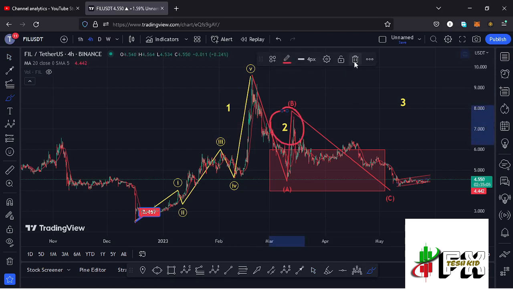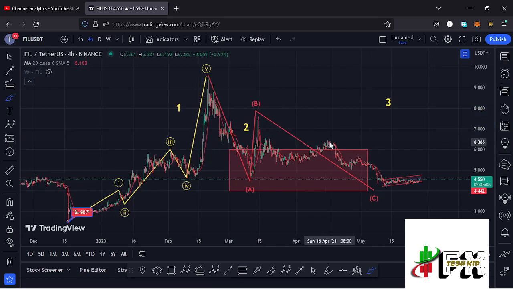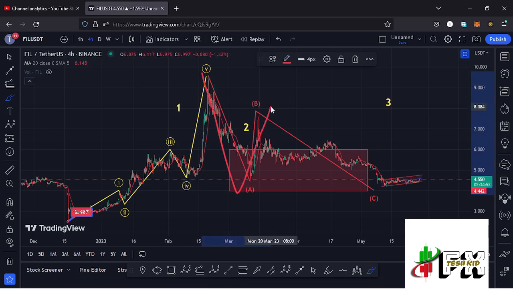And because of the corrective nature in the formation of that higher Elliott wave count 2, I have also been expecting to see an ABC corrective structure, where you can see that I'm terming these as the wave A, then a wave B. And I'm expecting one more leg down in the formation of that wave C, which is a move that has played out, and there are high chances that we have now bottomed out in the formation of that wave 2, and now Filecoin is ready for that massive pump in the formation of that wave 3.